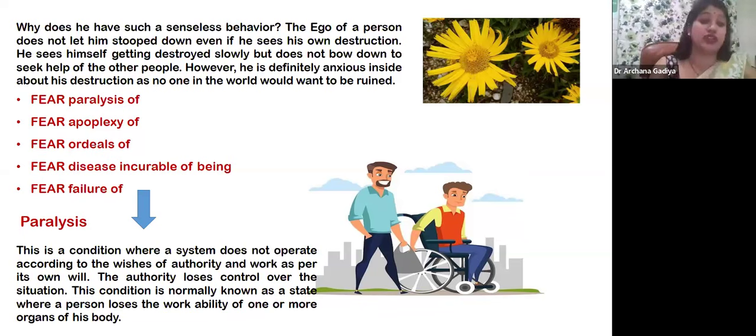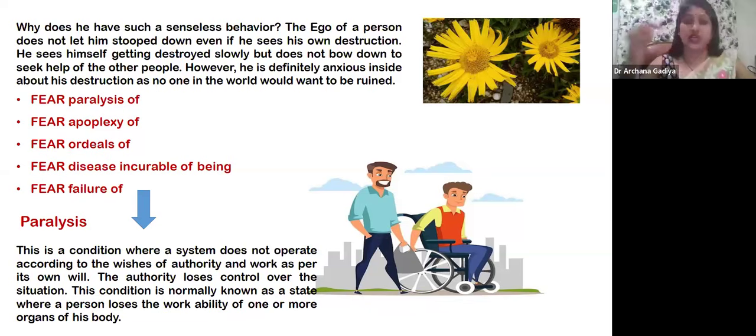So Arnika is also having a lot of fears, like fear of paralysis, fear of apoplexy, fear of ordeals. Ordeal, we have already seen, is going through that painful experience again and again. Fear of disease being incurable, fear of failure. Then what is paralysis? This is a condition where a system does not operate according to the wishes of the authority. What is paralysis? In paralysis, we have seen in this picture, we have to always depend on somebody else.